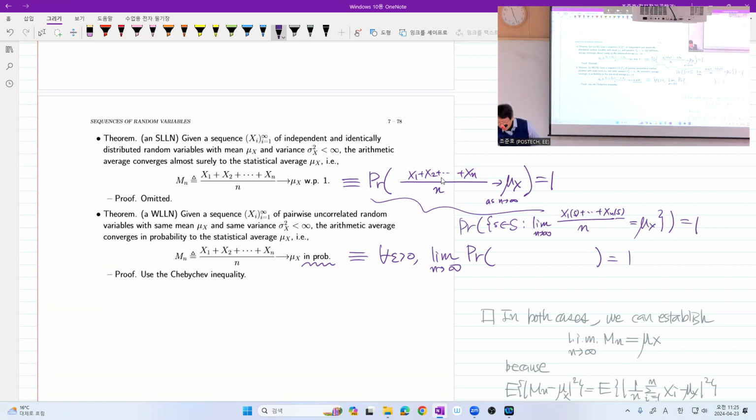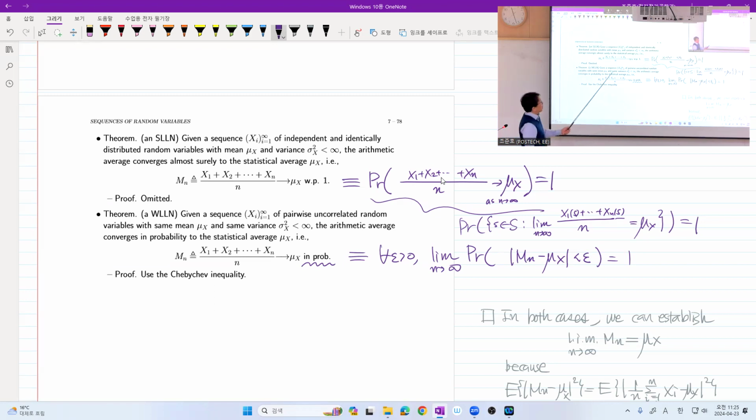where you choose what? The event that m sub n minus mu sub x is less than epsilon. Okay? So see that this is a number parameterized by n and epsilon, right? So for each epsilon, you have what? A sequence of probabilities. Right? So this is one of the famous weak laws of large numbers.